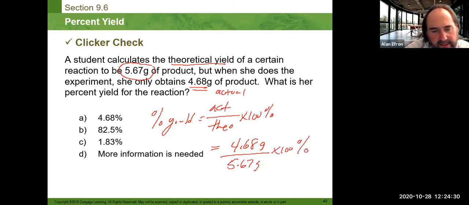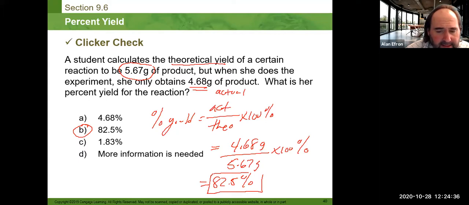And I believe we got something like 82.5 in terms of our percent yield. Not too bad. It's in the 80s at least, I suppose. Again, 3 sig figs on both of those numbers, 3 sig figs there on our answer. Any questions on that particular one?